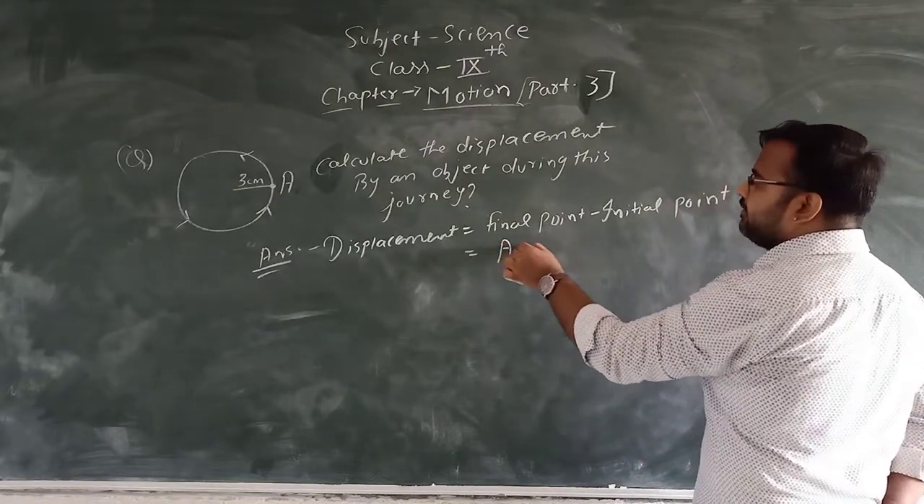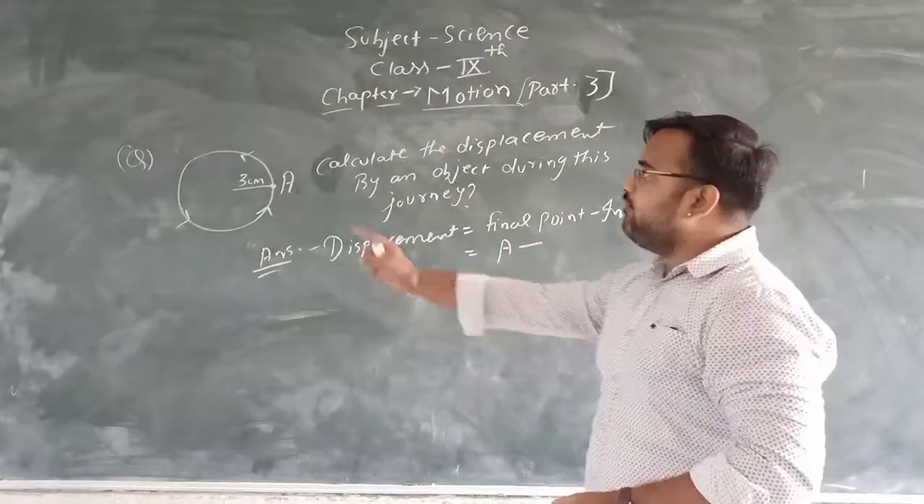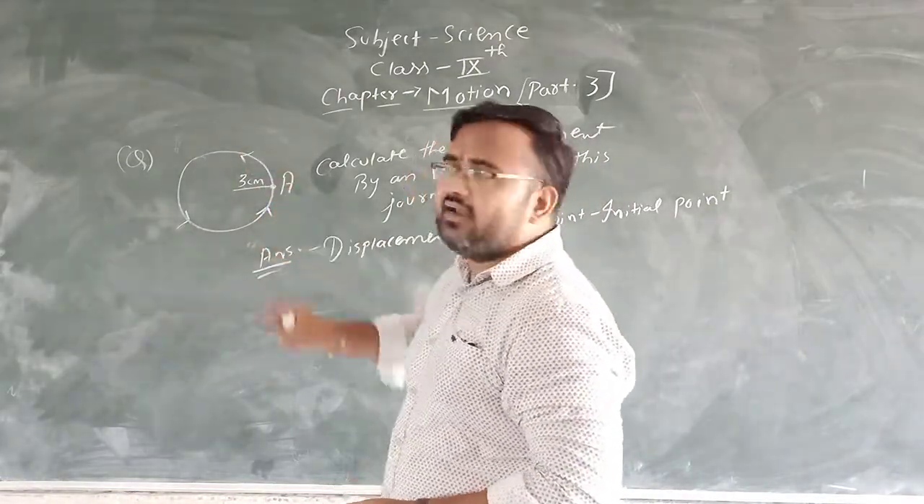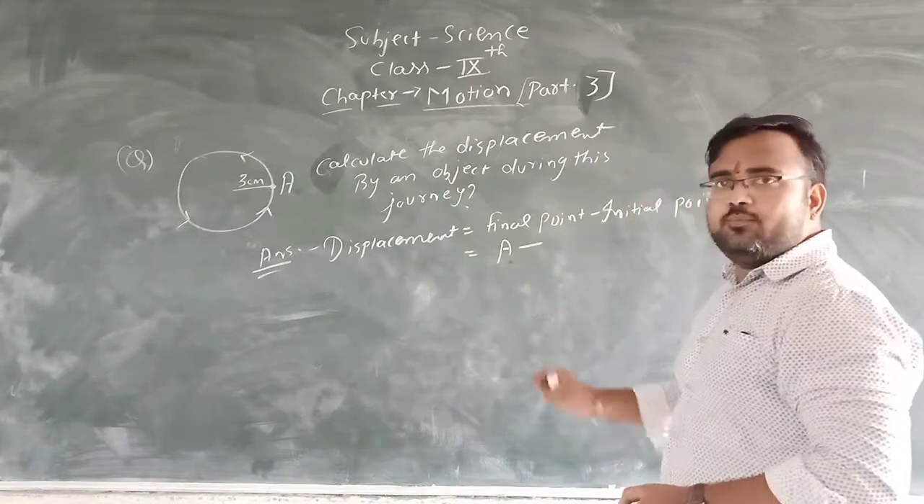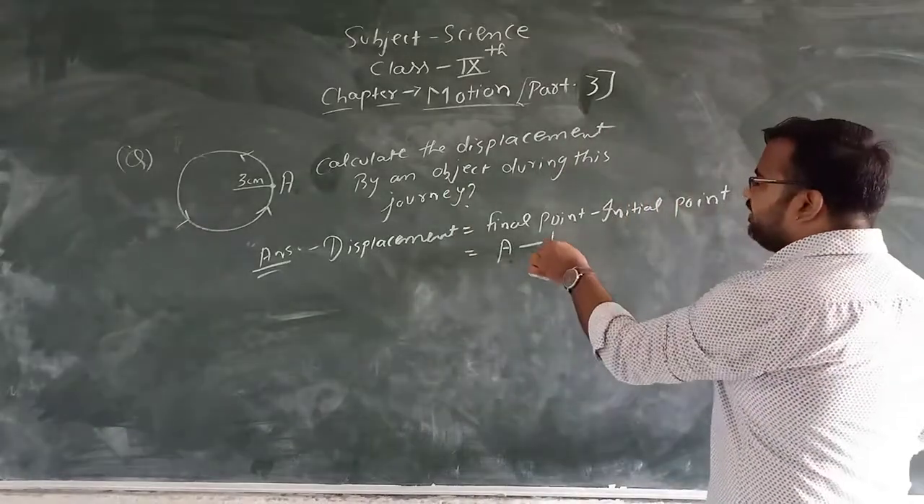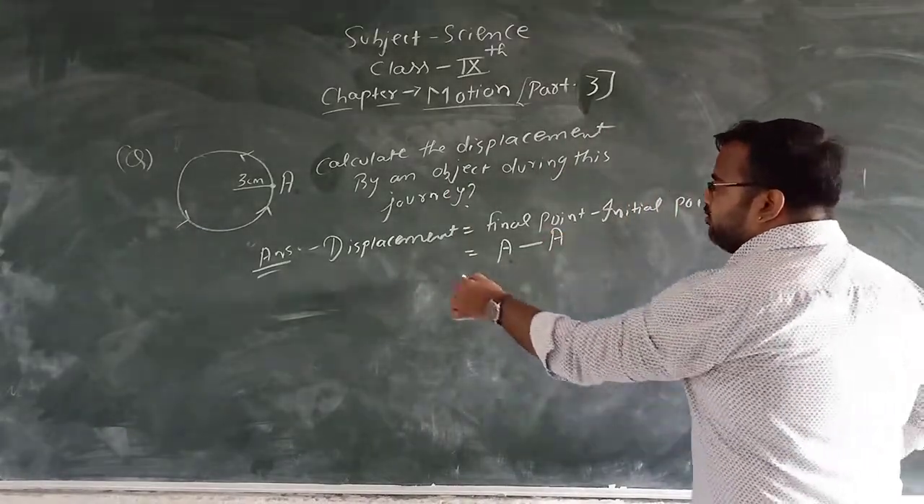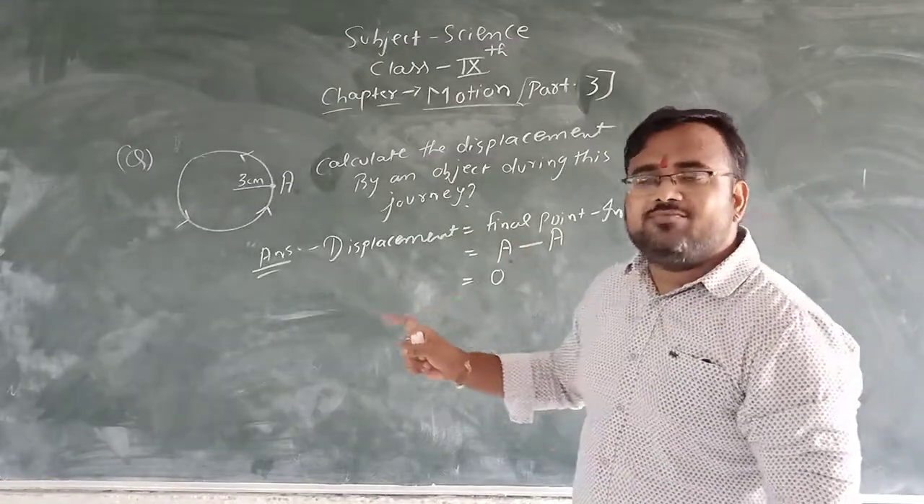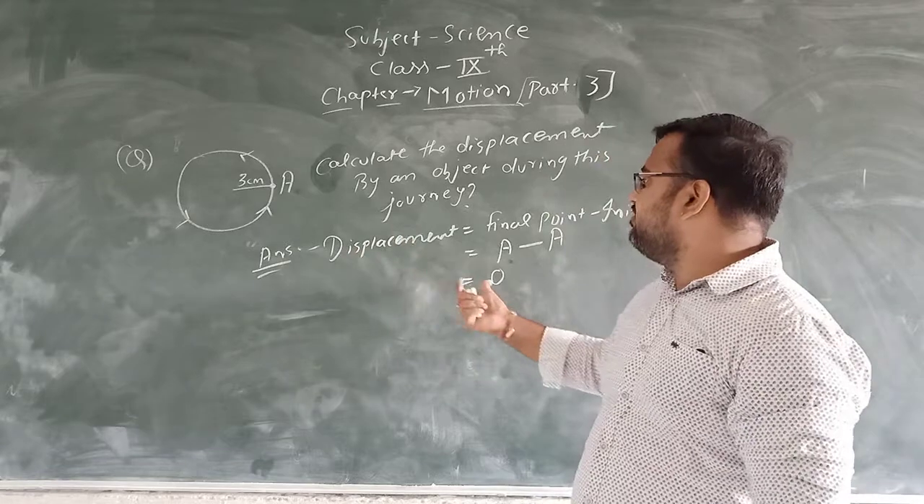The final point is A. If an object starts its journey from A and ends its journey at A, what is the final point? The final point is A. What is the initial point? The initial point is A. So A minus A would be 0. So the displacement, the answer of this question, is 0.